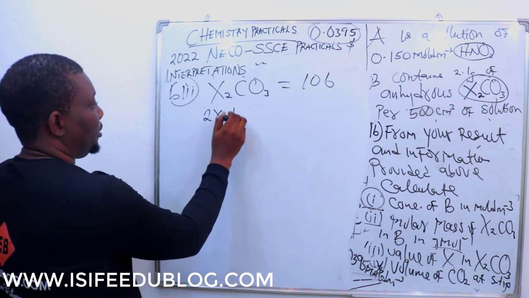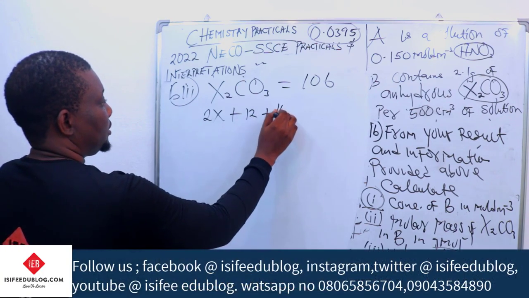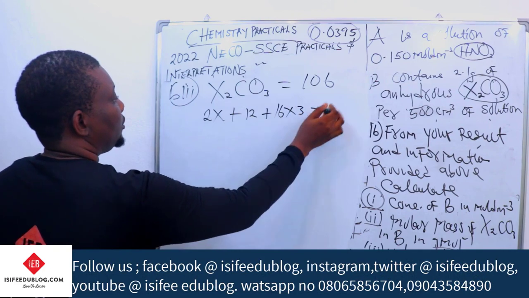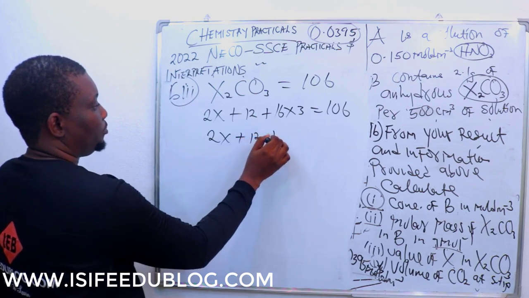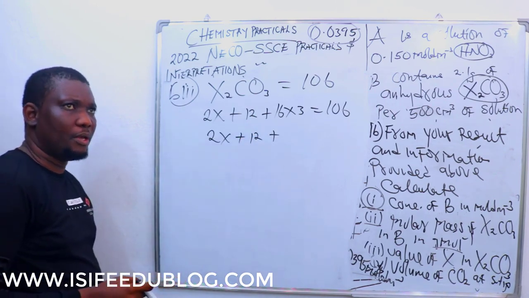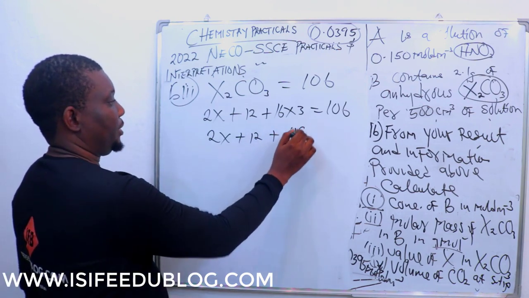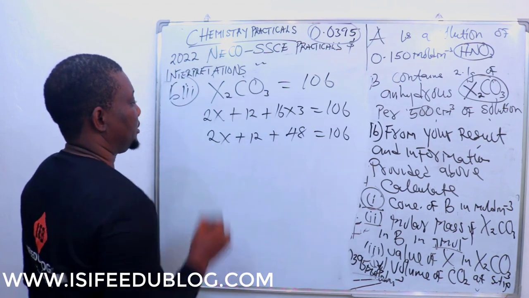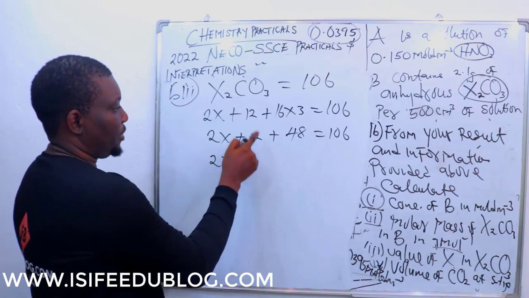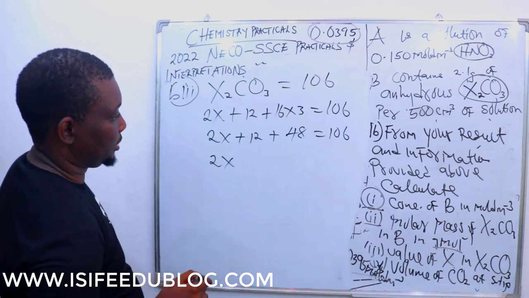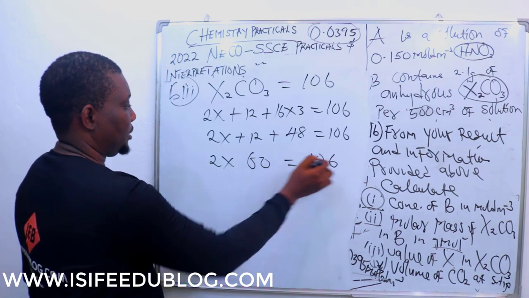So that's going to be 2X plus carbon. The atomic mass of carbon is 12, plus oxygen is 16, and there are 3 atoms of it there. So 2X plus 12 plus 16 times 3 equals 106. 16 times 3 should be 48. So we have 2X plus 12 plus 48, which should give us 60. So 60 plus 2X equals 106.